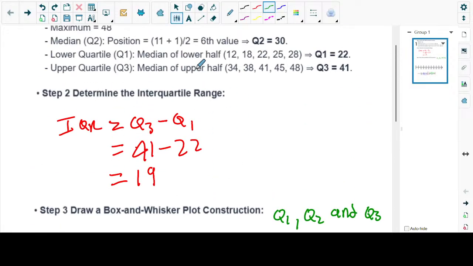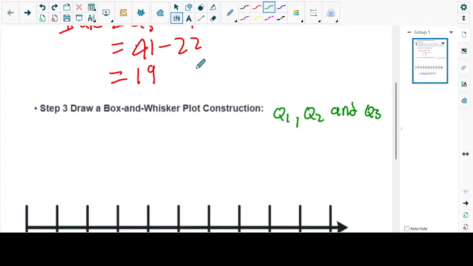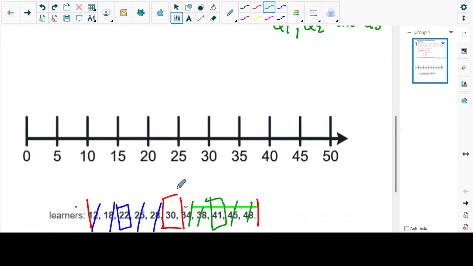Remember, Q1 was 22. It means it is a value between 20 and 25, but it's going to be more towards 20 because it's 22. So it's not going to be in the middle. We should be clear on that one. So we're just going to draw a line like this, just above 22, not interacting with the number line.